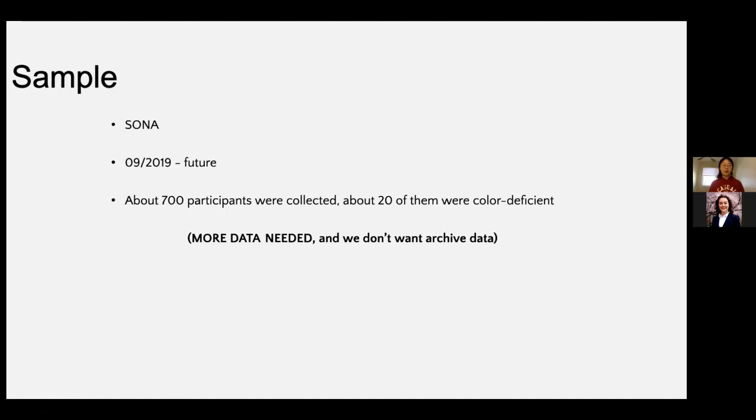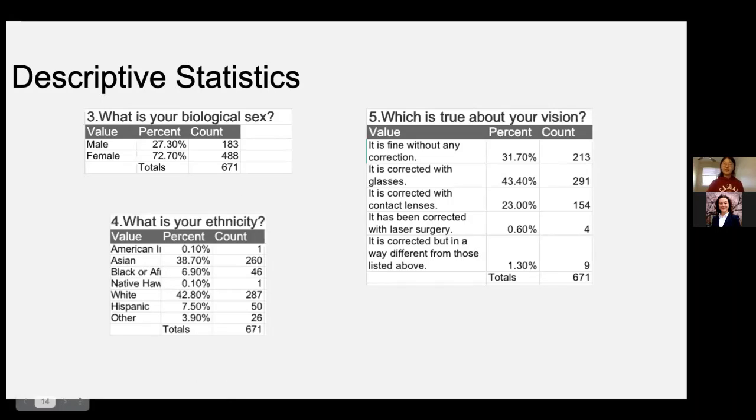We don't want to search for a specific population because what we're interested in is figuring out the overall distribution of the population who understand their own conditions of CVD. So that's the reason why we're just using Sona to collect participants, and we want the sample to be totally random.